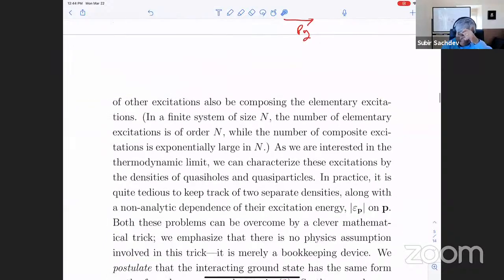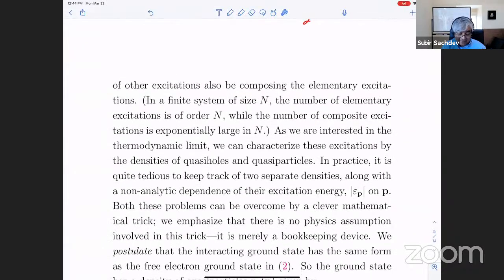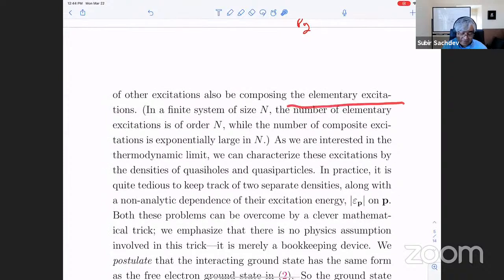So here we're going to say the same thing, that the other excitations can also be obtained by composing the elementary excitations. So we assume that's also true in a strongly interacting system. This is a very strong assumption, because if you just think in terms of how many such excitations you have, if you have a system of size n, the number of elementary excitations is the number of momenta, which is really a number of order n. When you put the system in a box, the momenta have a discreteness, which is 1 over the length of the box. So the total number of momenta typically is of order n, where you're measuring n in units of the lattice spacing, the size of the box in units of the lattice spacing.